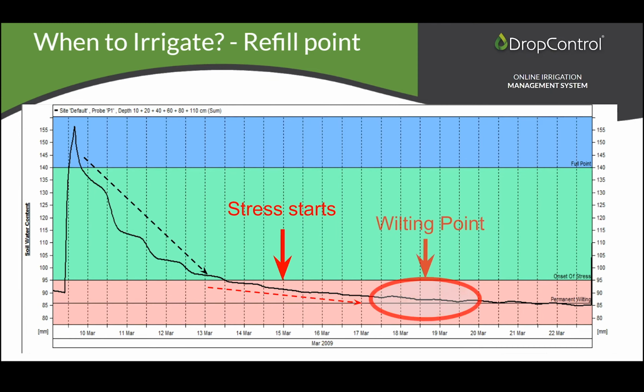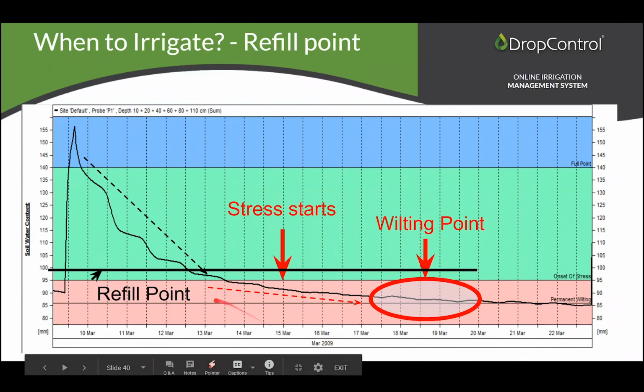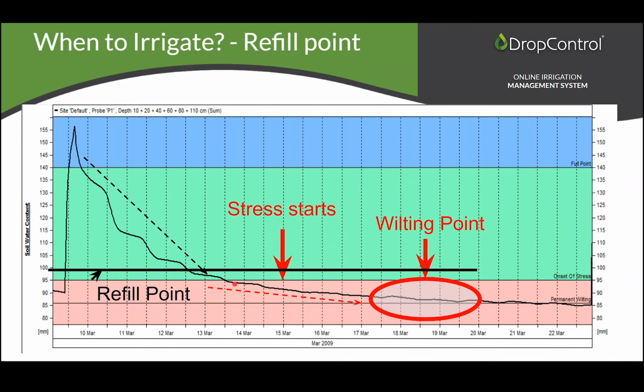And then, of course, if you let that go for several days, you might even hit that wilting point, which you never want to get to. So this is the refill point where you want to irrigate. You want to irrigate before starting the stress, and even when the consumption shrinks or reduces to a level where it's less than it was up here because of saturation, you need to irrigate and start this cycle back up again.